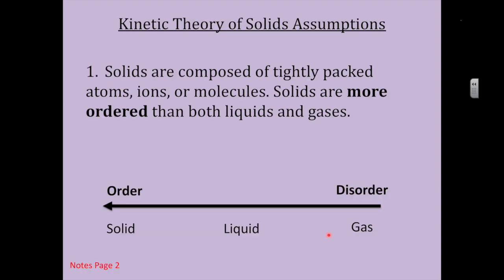Now, solids are composed of tightly packed atoms, ions, or molecules. Solids are more ordered than both liquids and gases. So solids are the most ordered and gases are the most disordered. Disorder is going to be a big word that's going to come up later too. So make sure that you're kind of sticking that one in the back of your mind.